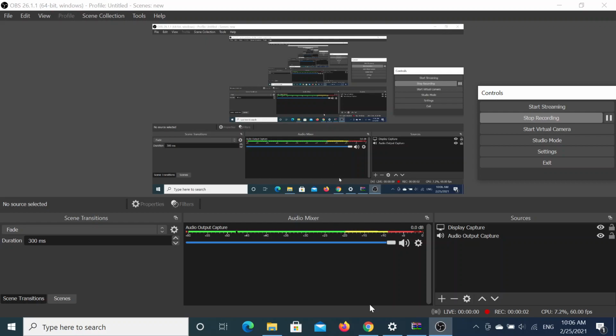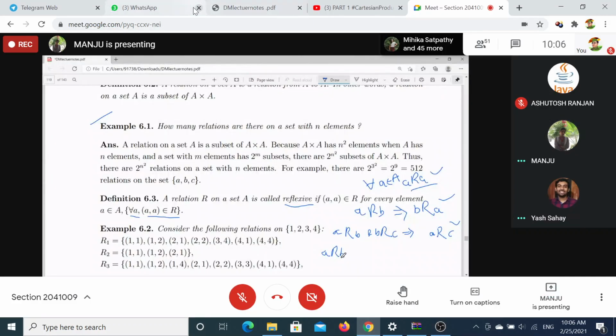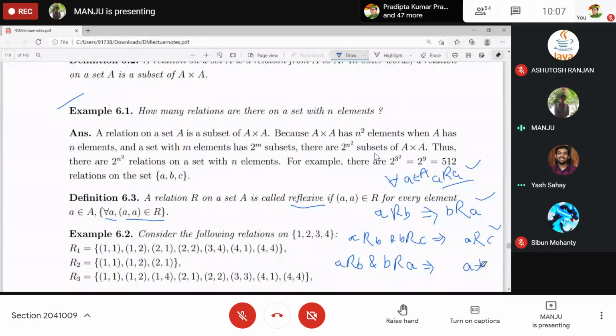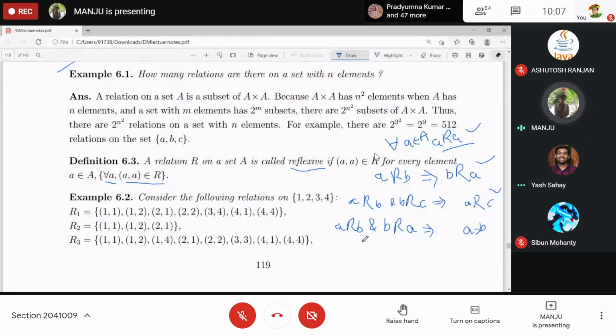Antisymmetric is if A is related to B and B is related to A, then A is equal to B. Okay? Or in other words, you can write this as P implies Q.